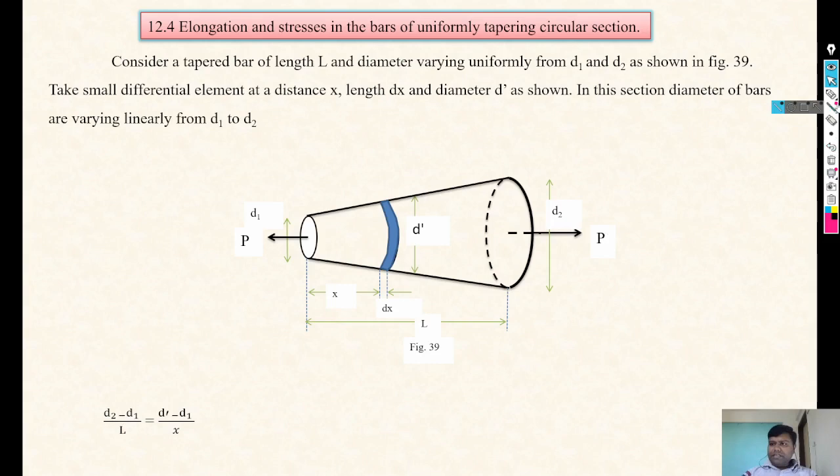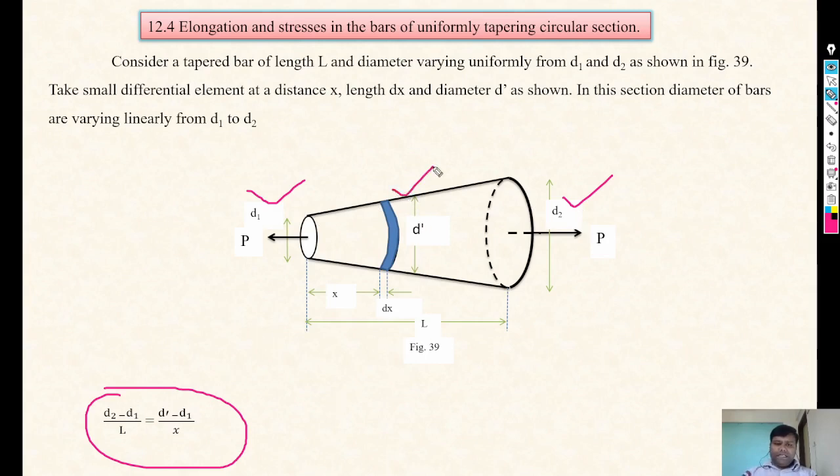So just consider the interpolation formula, that is d2 minus d1 divided by total length. So maximum diameter minus small diameter divided by whole length. Similarly, d dash minus d1. Now here we have considered the small element over here, and that small element has diameter d dash. So similarly, d dash minus d1 divided by x. But here we require small d, so we convert that equation in the form of d.